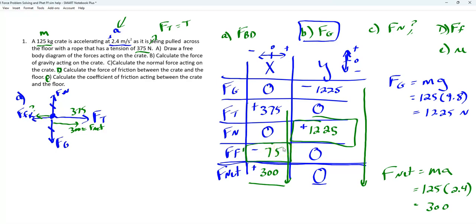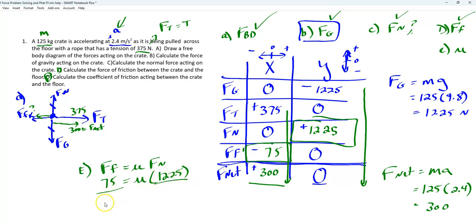So I've calculated, I did my free body diagram, I've calculated the gravity, I've figured out the normal force, I figured out the friction force. The last step, E, here is to calculate the coefficient of friction. So very similar to what we did in the last problem, we're going to use the friction force is equal to mu F_N and plug in the values. So 75, if you put the negative, I won't take off for it, but some teachers might, so be careful. The normal force is that 1225 number, and we're going to divide by 1225 on both sides. If you do that math, you should get mu is equal to 0.06.